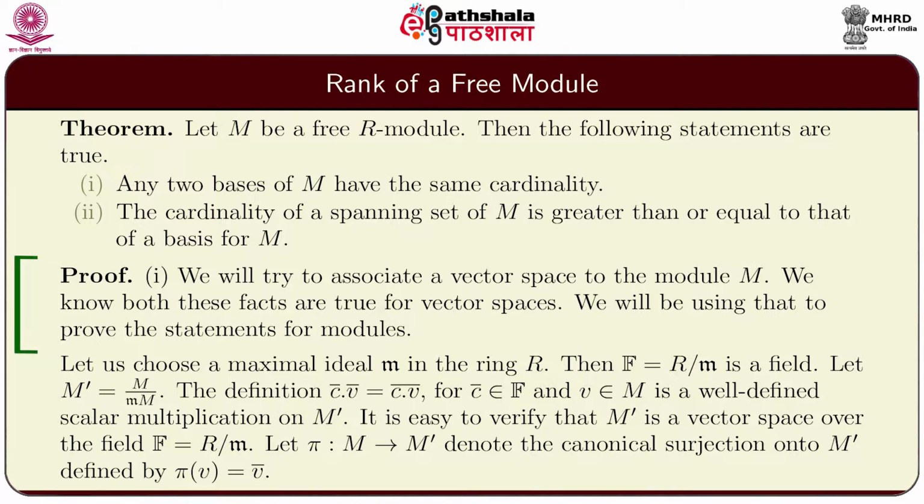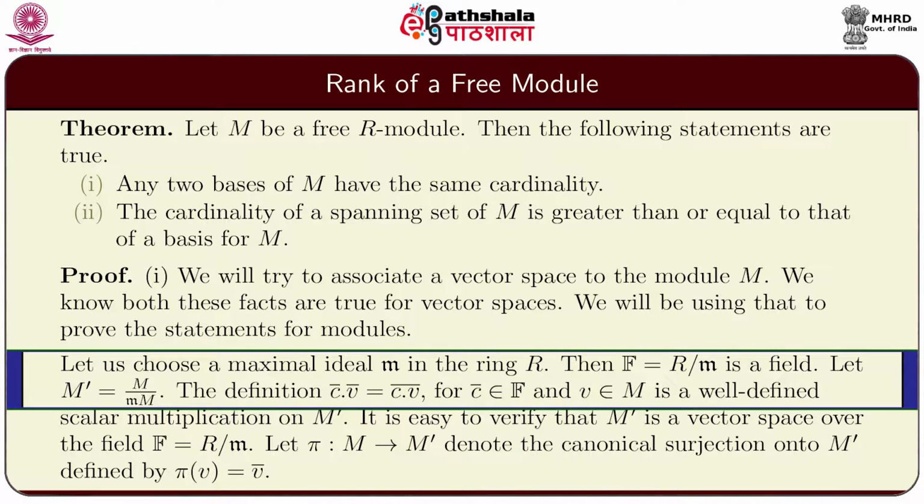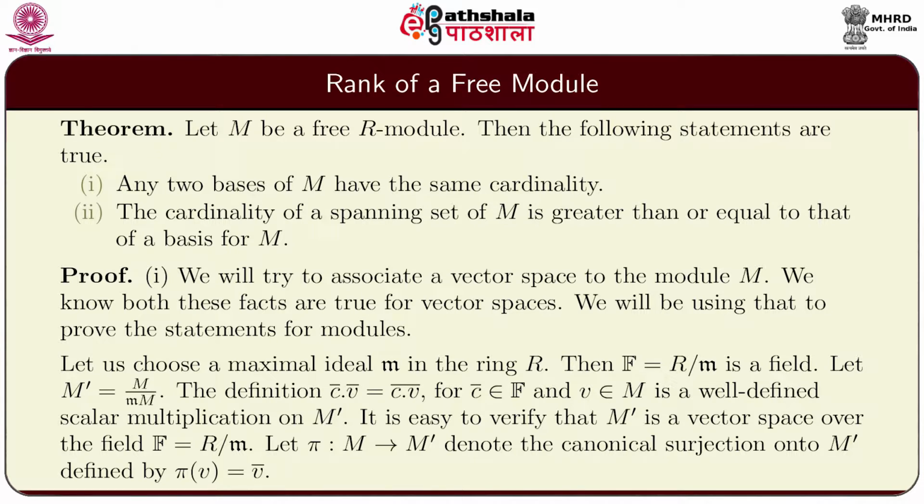Proof of part 1. We will try to associate a vector space to the module M, and we know that both these facts are true for vector spaces, and that we will be using to prove the statement for modules. Let us choose a maximal ideal M in the ring R, which we know exists because R is a commutative ring with identity, and take the quotient ring R modulo M. M being a maximal ideal, the quotient ring is a field denoted by F.